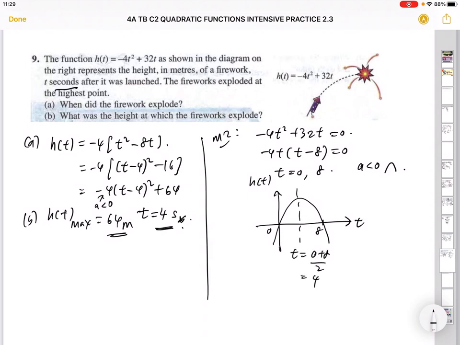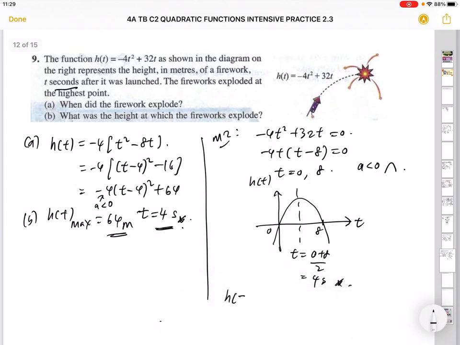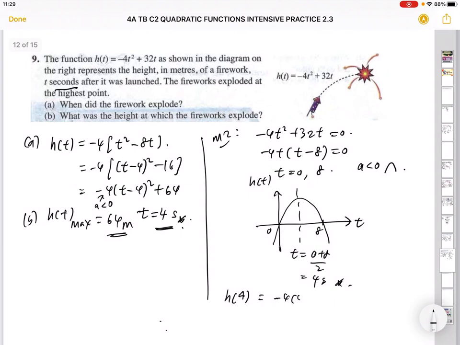And to find the maximum height, we know it happens when t is 4, so we just put 4 inside here. Negative 4t squared plus 32t, with t as 4, you will still get 64 meters. So I'm just giving an option, you can use another way to solve it. Alright, next one, question number 10.